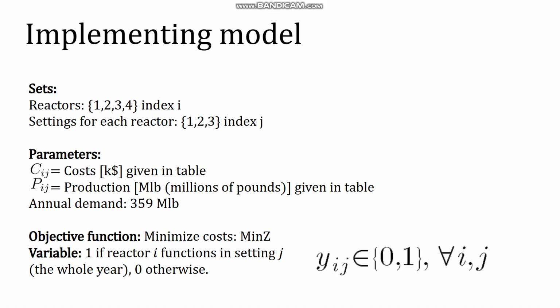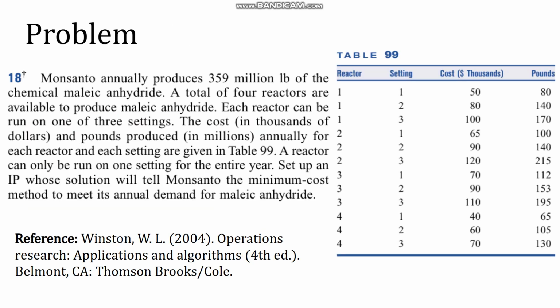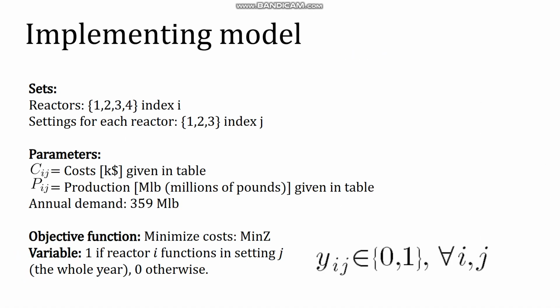For example, I equals 1 and J equals 2, that means C sub 1 2, and that must be, for example, reactor 1 setting 2, so the cost for that specific value is 80, and the annual demand that we have to meet.